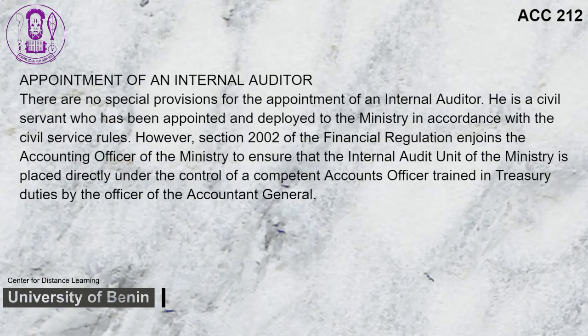Appointment of an internal auditor. There are no special provisions for the appointment of an internal auditor. He is a civil servant who has been appointed and deployed to the ministry in accordance with the civil service rules. However, Section 2002 of the Financial Regulations enjoins the accounting officer of the ministry to ensure that the internal audit unit of the ministry is placed directly under the control of a competent accounts officer trained in treasury duties by the office of the Accountant General.